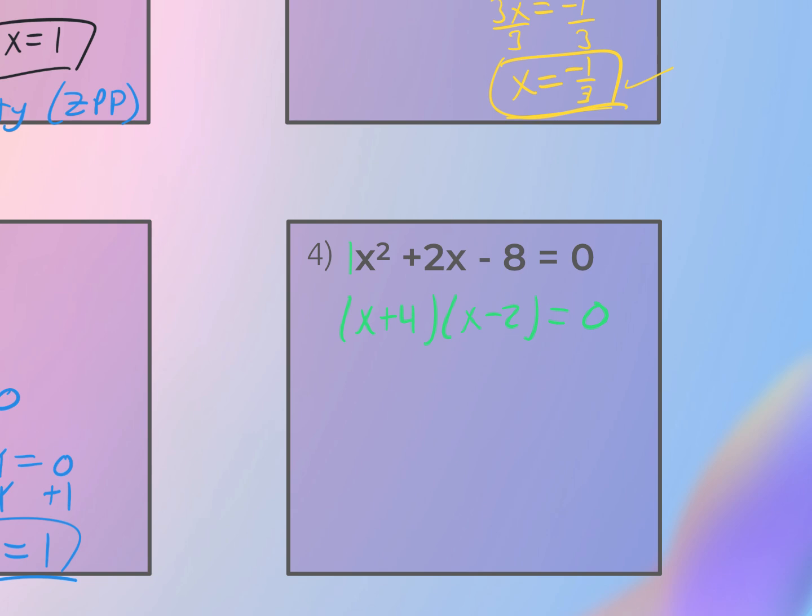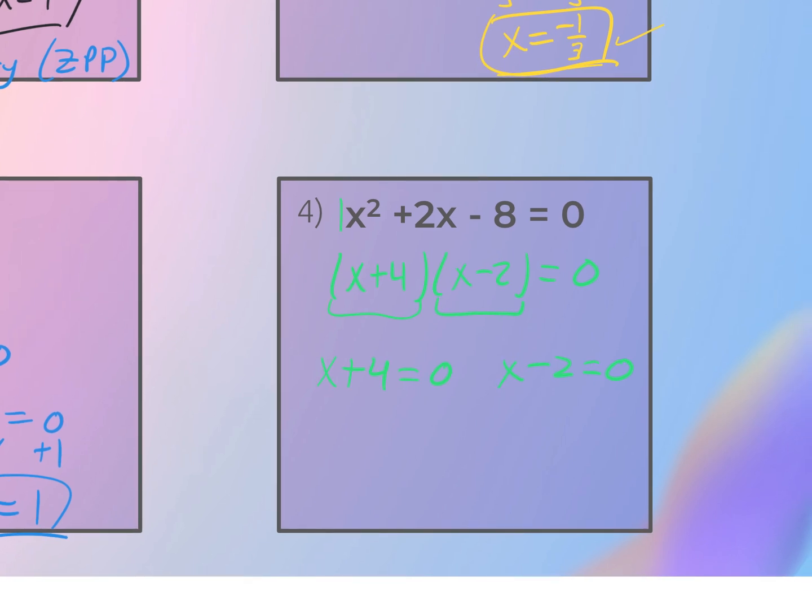Now, is this fully factored? Yes, it is. So now we use the zero product property to set each of these factors equal to 0. x plus 4 equals 0, x minus 2 equals 0. Then we solve each of these for x. Subtract 4 on both sides, add 2 on both sides. The 4 minus 4 goes away, and we get x equals negative 4. Then negative 2 plus 2 goes away, and we get x equals 0 plus 2, which is 2.